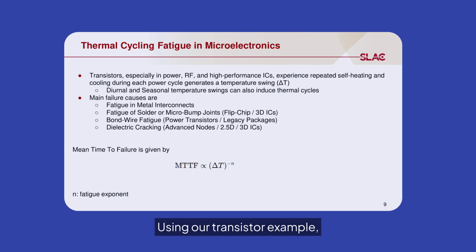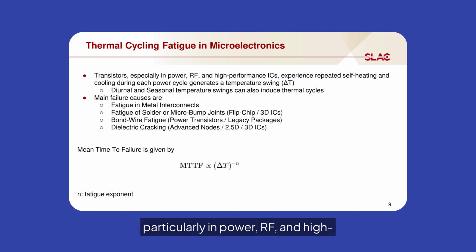Using our transistor example, particularly in power, RF, and high-performance ICs, devices experience repeated self-heating and cooling during each power cycle. This results in temperature swings across the device and its interconnects. In addition to operational cycling, diurnal and seasonal ambient temperature variations can also introduce thermal cycles that contribute to accumulated fatigue damage.